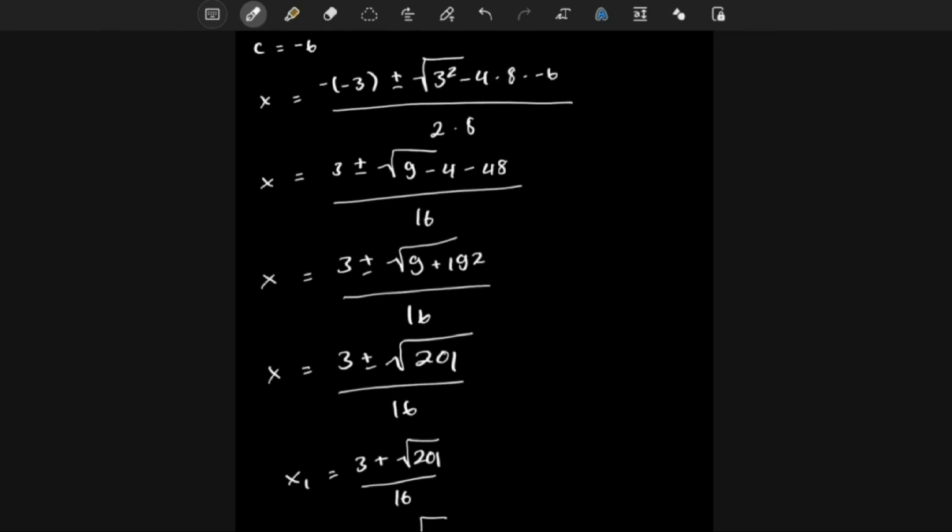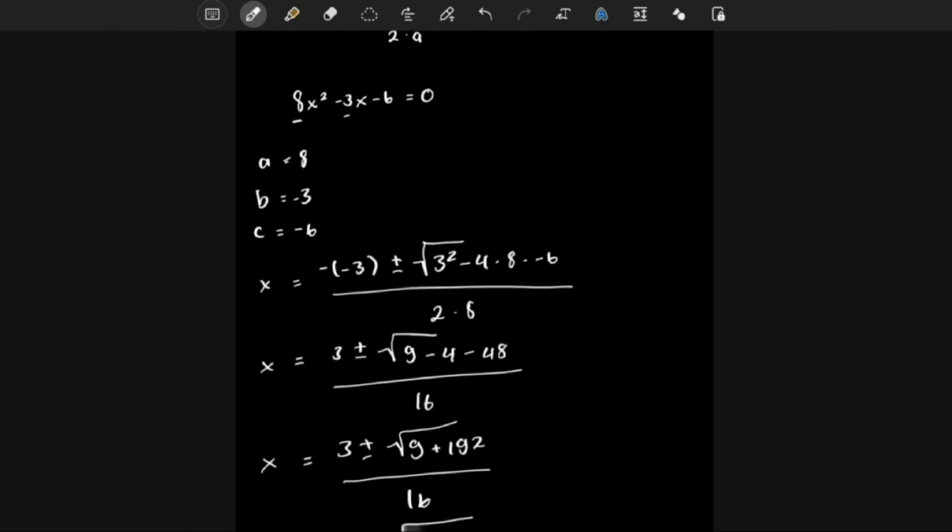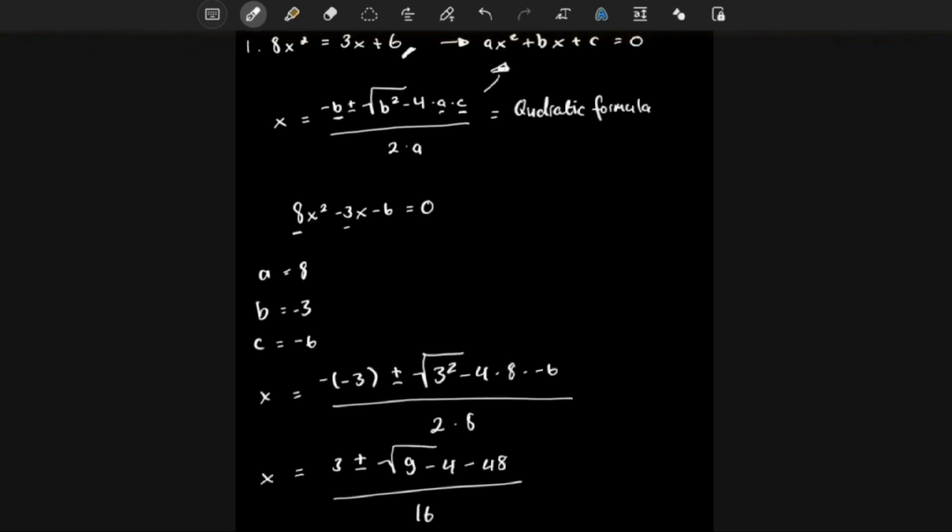And this is how to solve the quadratic equation using the quadratic formula.